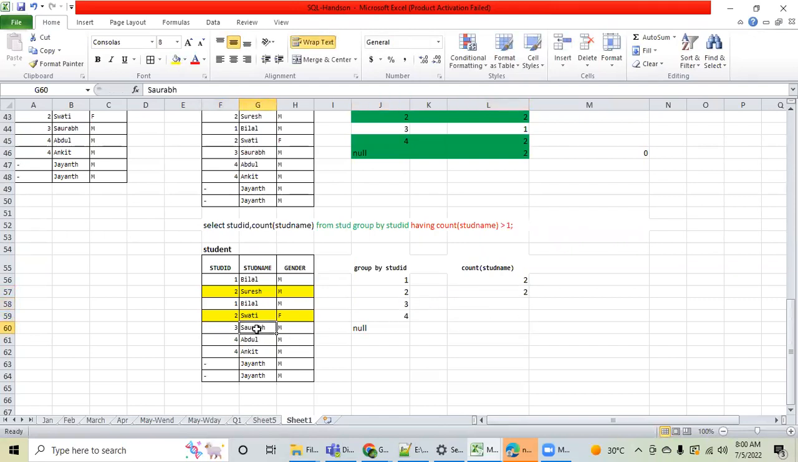Similarly, for 3, there is only 1 record. Count will be 1. For 4, you have 2 records. And for both the records, you have values. So it will be 2. Okay, so far clear? Okay.